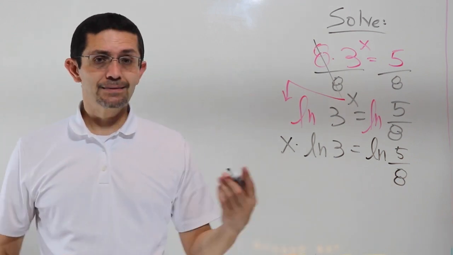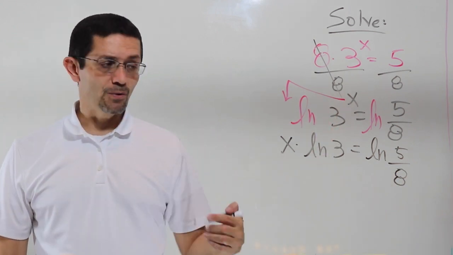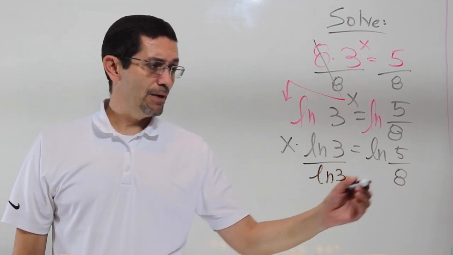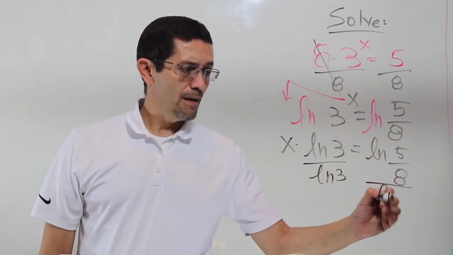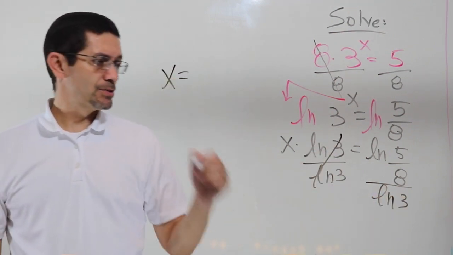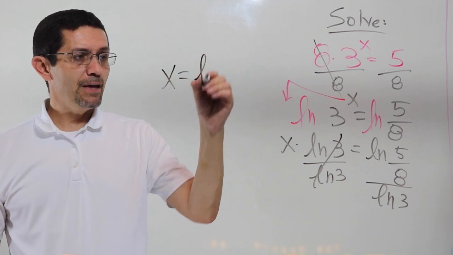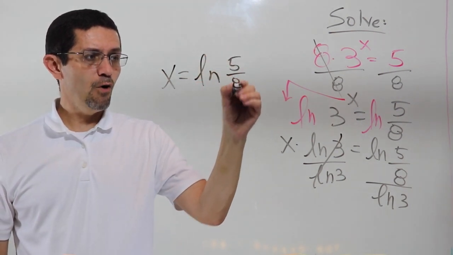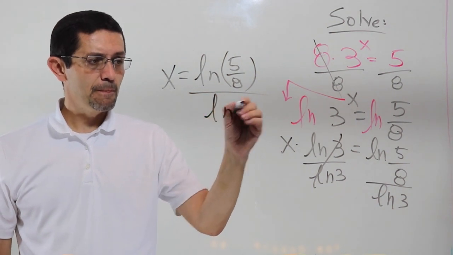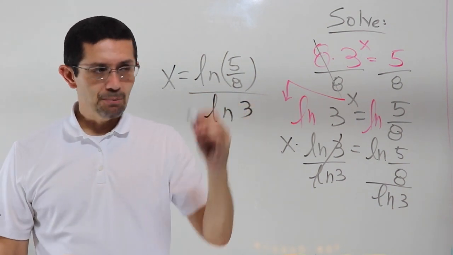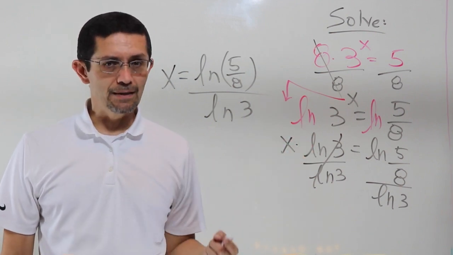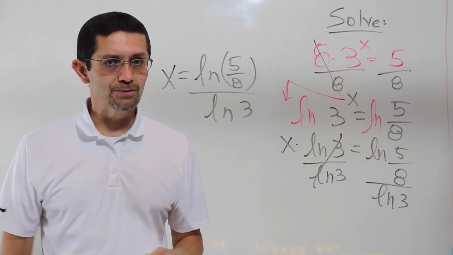And now my x is not an exponent anymore, therefore I can leave it by itself. Last step, divide by ln of 3, ln of 3, this cancels. My final answer is going to give me ln of 5 over 8 divided by ln of 3. And you can plug this into your calculator. Again, you can use either ln or log base 10. Either one of them will give you the same answer.